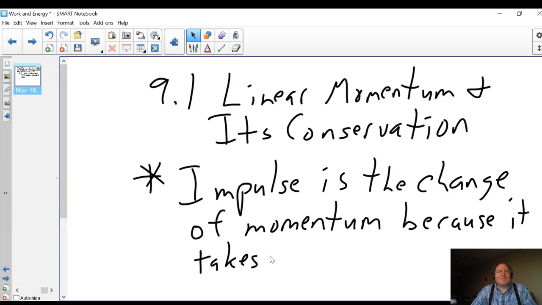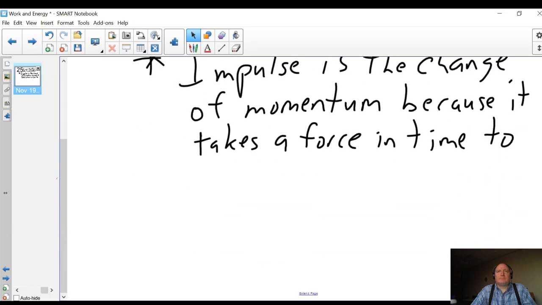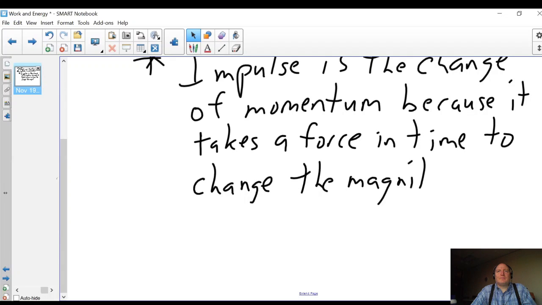Because it takes a force, coupled with time, force in time, to change magnitude, I like that, and or direction. Yeah, it's important.